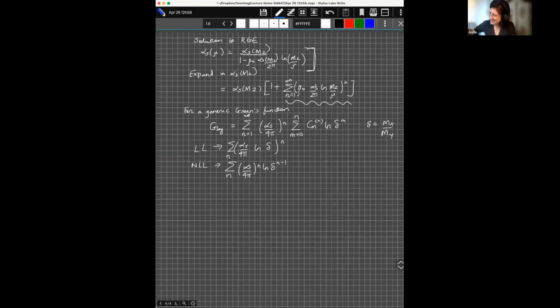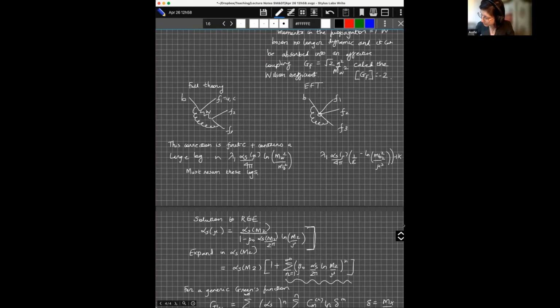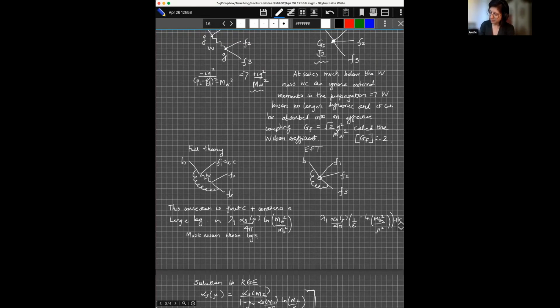Coming back to where we were, I just wanted to show you what we needed to be doing and how solving the RG equation is a method to obtain the logs. Now coming back to this full theory, we see that we have this alpha s multiplied by some large log. So what we're really going to need to do is sum these logs. If we just want to go at leading order to the leading log resummation, we need to get a result like (alpha s over 4 pi log of MW squared over MB squared) all to the power n, and we want to add up all the possible n's from n equals 1 to infinity.